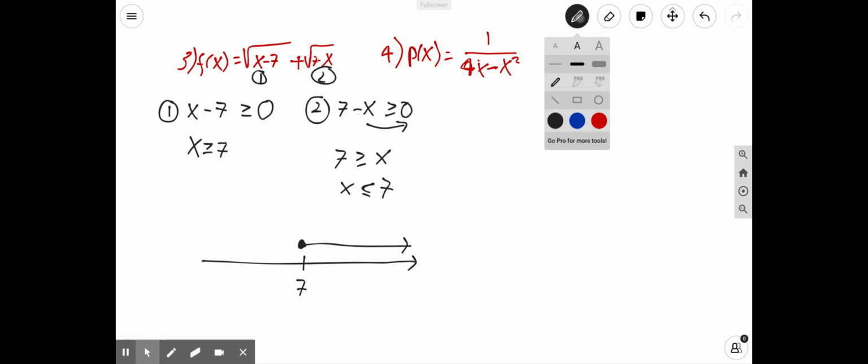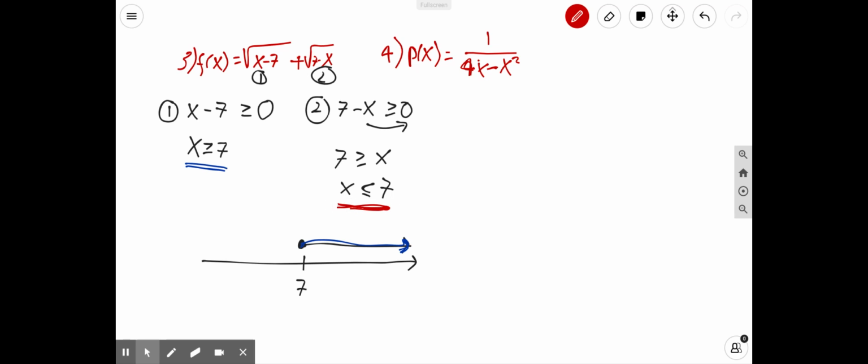I should have used colors. I don't know if I can highlight this. No, I'm going to use blue, okay? Blue for this first one. This first one is in blue. And then for the second one, it has to be smaller than or equal to 7. So again, it can be equal, so I'm going to put this big dot here.